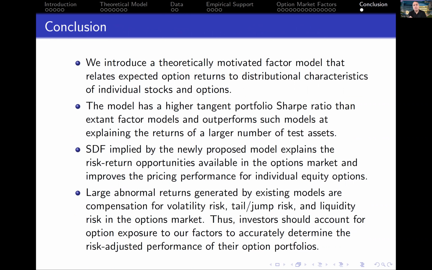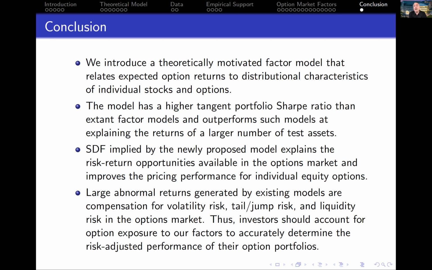So in this paper, we propose a theoretically motivated factor model for option returns, and in this model, we relate expected option returns to distribution characteristics of individual stocks and options. And then we evaluate the empirical performance of our factor model and horse race it with existing models. And we show that the Sharpe ratio of each factor is greater than existing factors' Sharpe ratios, and also the tangency portfolio of our factor model produces larger Sharpe ratios.